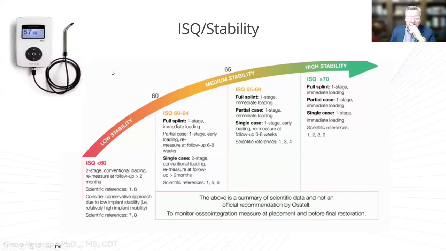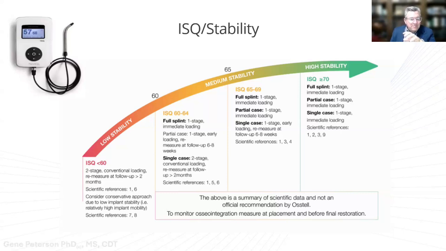Here's the ISQ, the implant stability quotient. This is the Osstell unit. Again, it's kind of pricey, but it gives you a resonance frequency based on how stable it is, how much contact of bone to the implant there is.